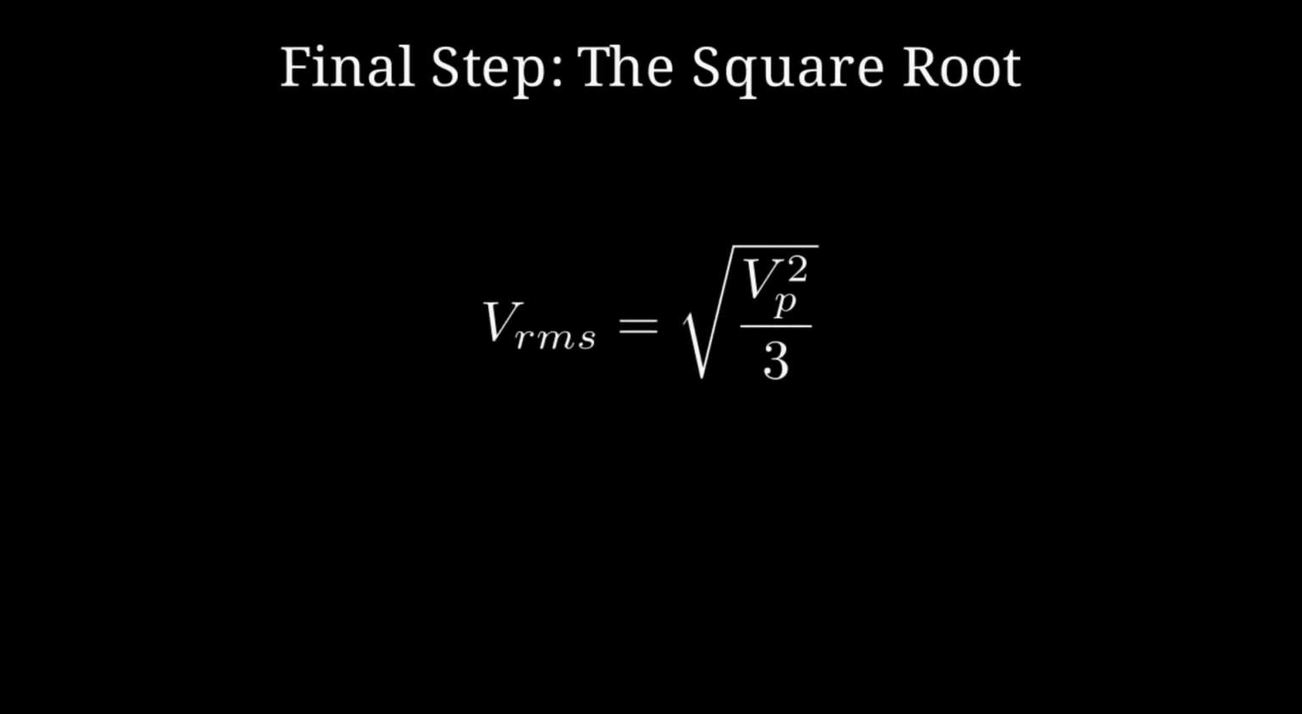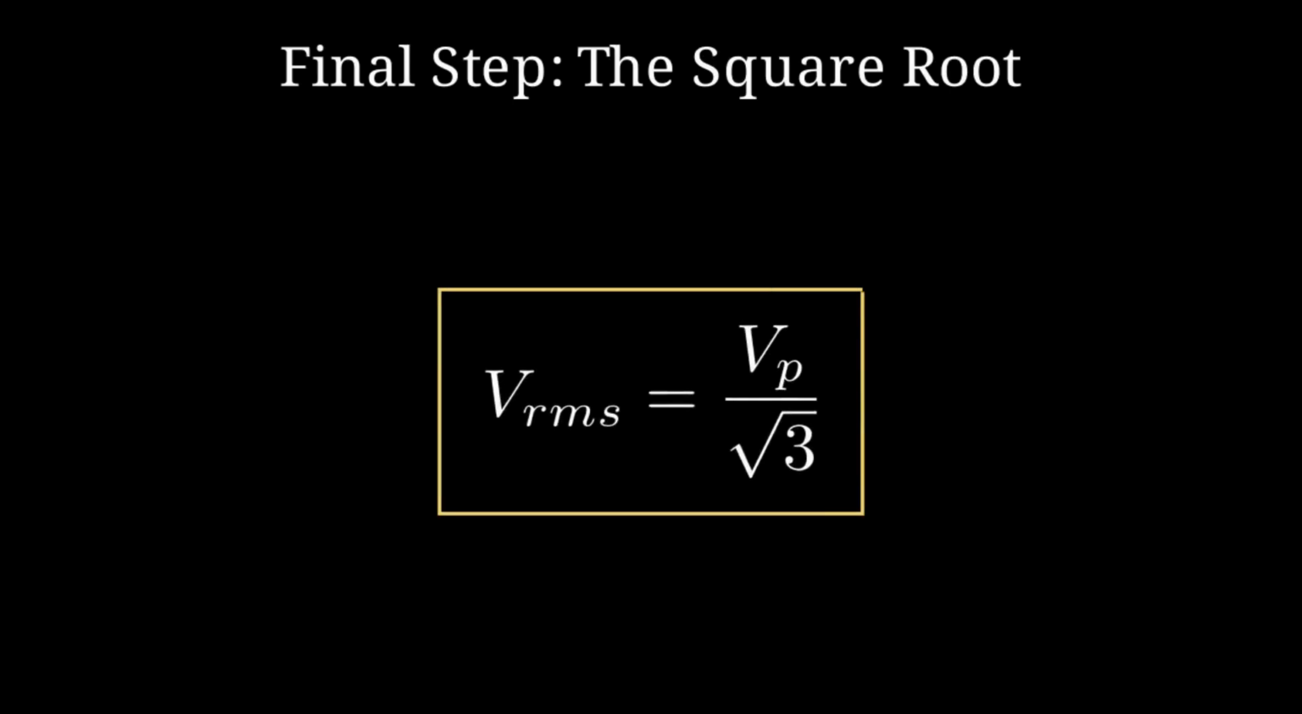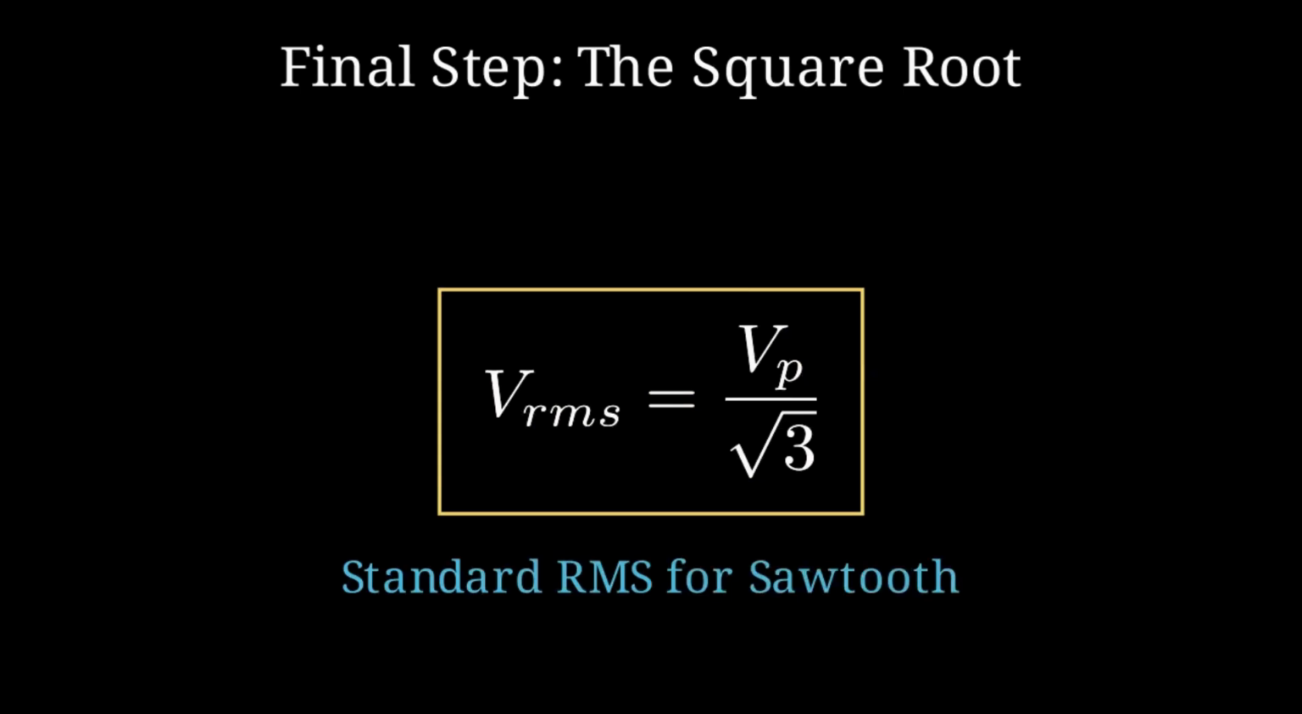The final step is to take the square root of our mean value. The square root of V peak squared is simply V peak, and we are left with the square root of 3 in the denominator. This is the universal RMS formula for any sawtooth wave.